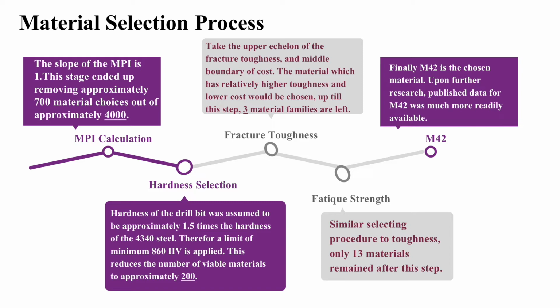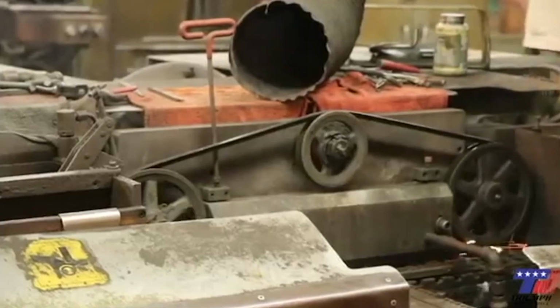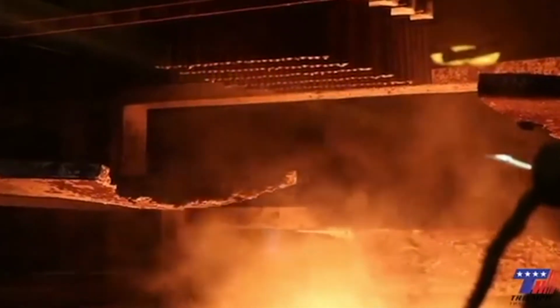Among the final remaining tool steels, M42 was selected due to the availability of published data for heat treatment and processing. The first step of producing drill bits is cutting the raw materials to an appropriate length. Then the heat treatment process will take place.